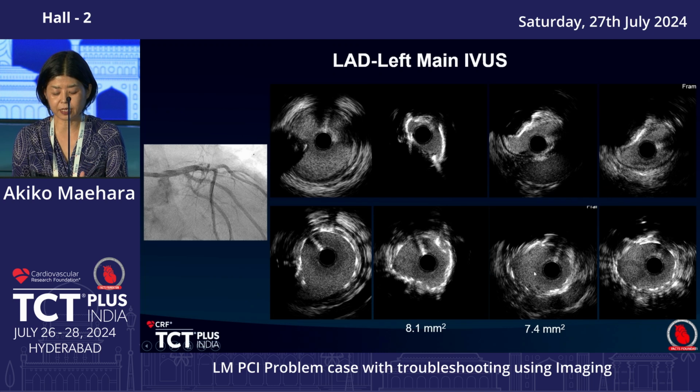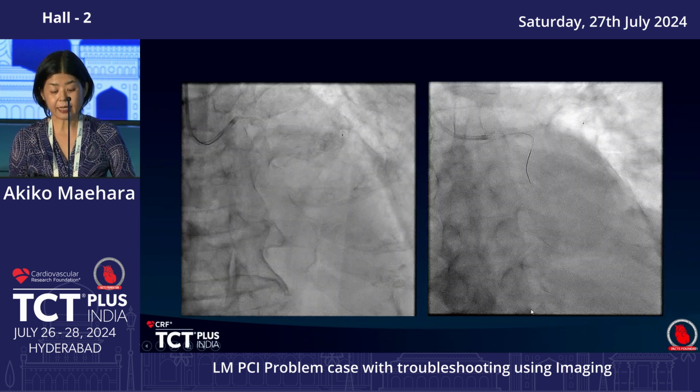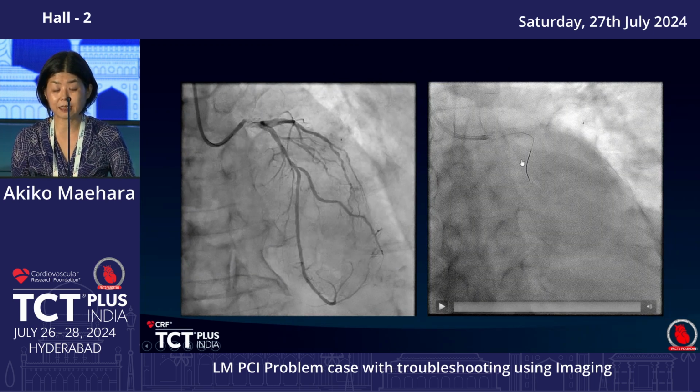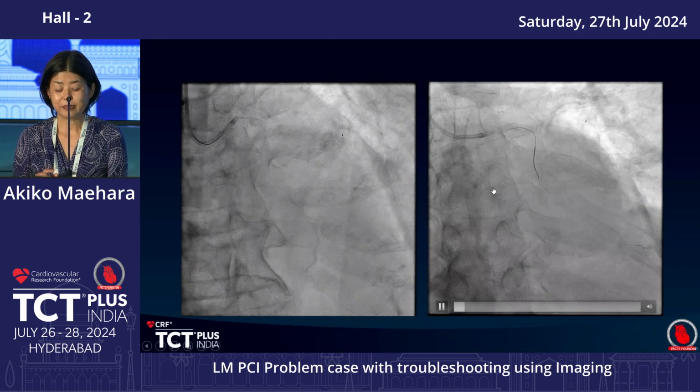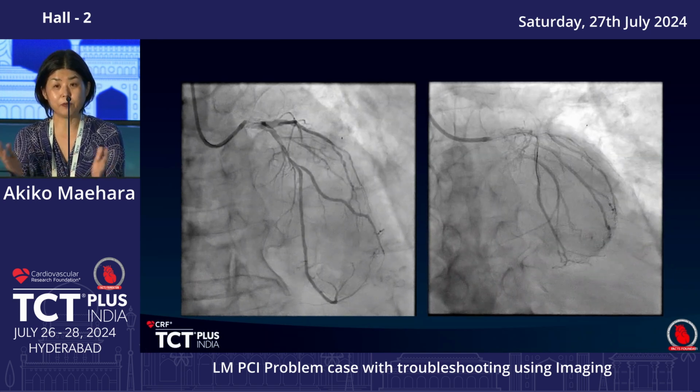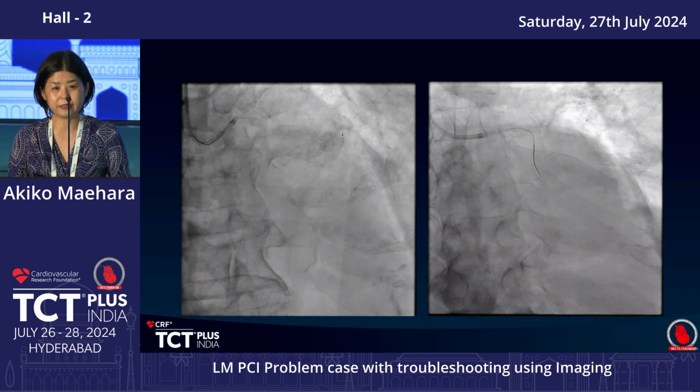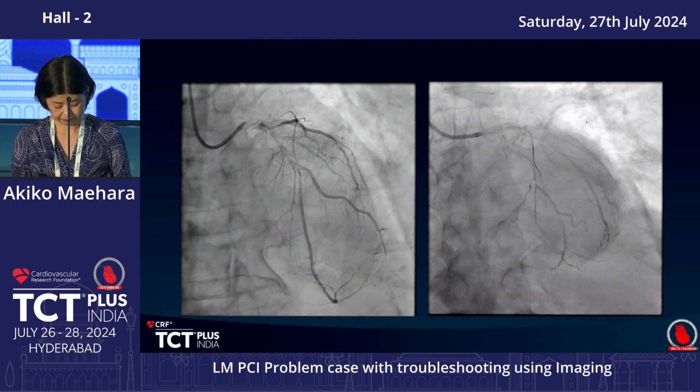And this is afterwards. You see the LM to the left domain. It's well open. And in terms of the circumflex, you see kind of aneurysmal appearance that's opening well. At the end, this is a final picture. You see the circumflex ostium is nicely open. And we are quite happy. Even though we didn't kiss, because we're confident the circumflex is fine.